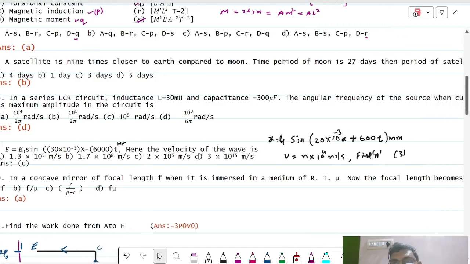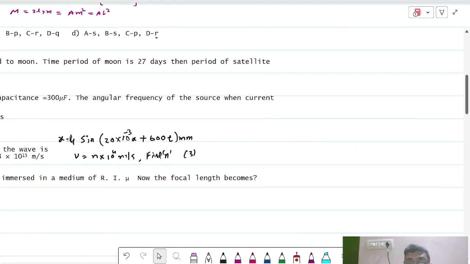So here I will take another page. This is the Earth here. Consider this is the moon, and the closer one means the satellite. So the total distance from the moon to Earth is some small r you take. So 9 times closer means r by 9 will come.